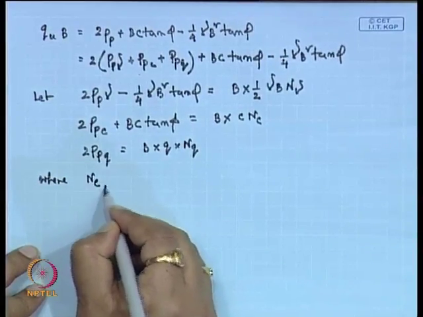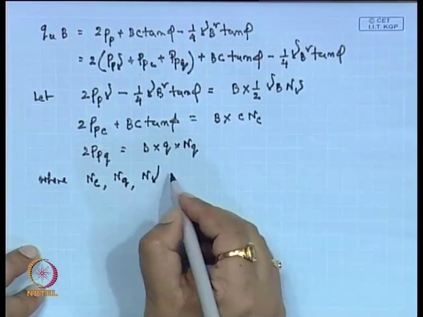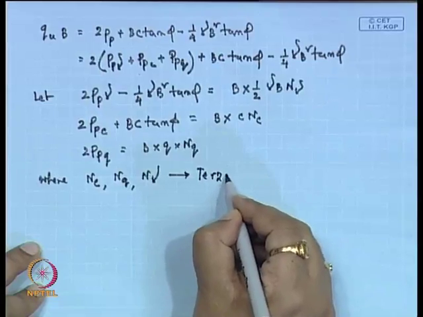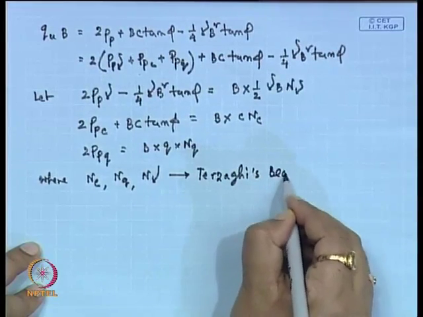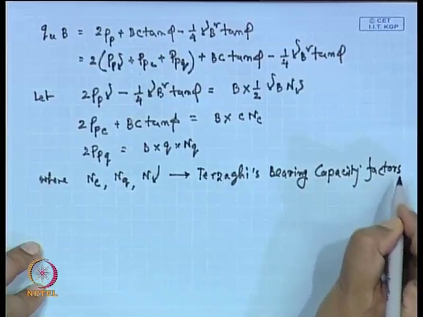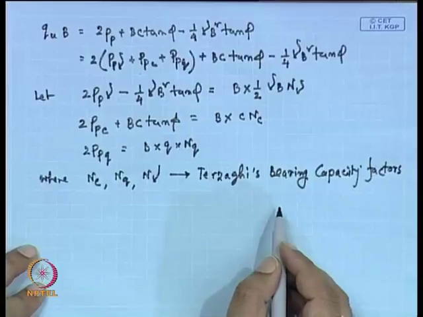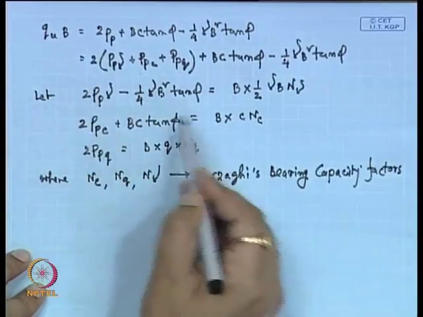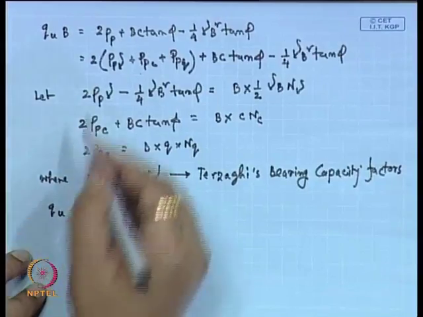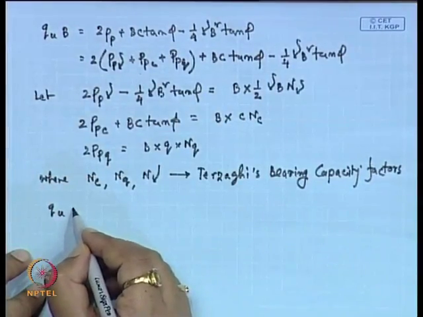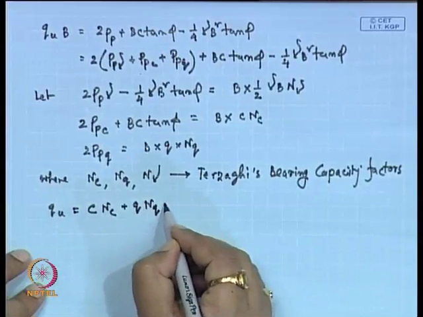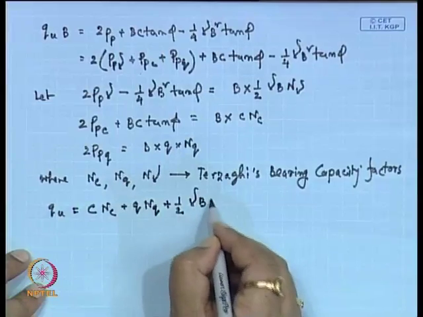Now, where these Nc, Nq, N gamma are Terzaghi's bearing capacity factors. So, finally, if we replace this expression by these terms, the final expression will be Qu is equal to C Nc plus q Nq plus half gamma B N gamma.